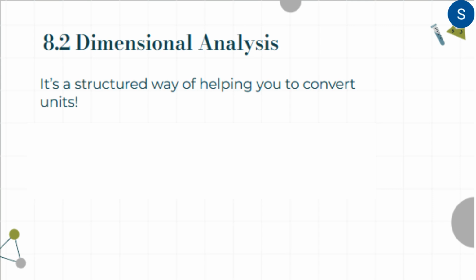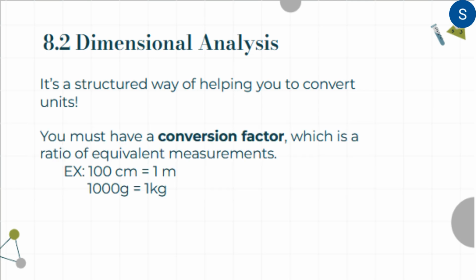So now let's get into dimensional analysis. Dimensional analysis is a structured way of helping you convert between units. In order to be able to do dimensional analysis, remember you must have a conversion factor. A conversion factor is a ratio of equivalent measurements. For example, 1 meter is equal to 100 centimeters, or 1 kilogram is equal to 1,000 grams.